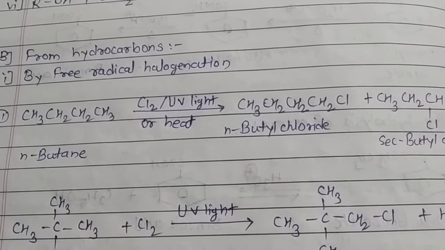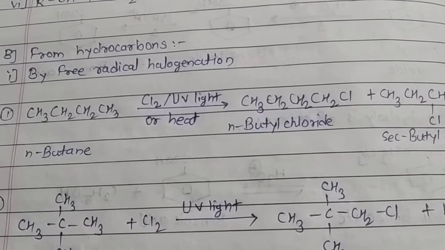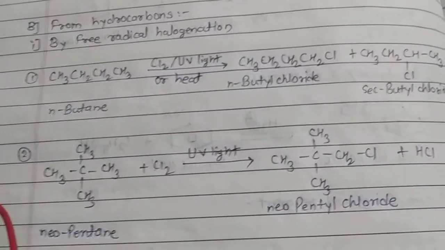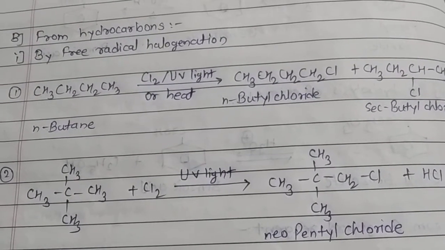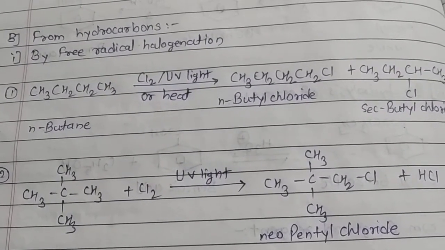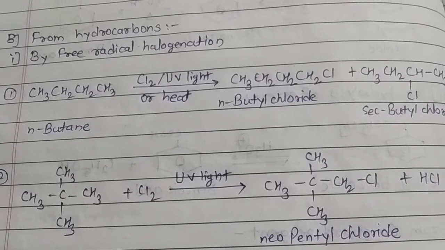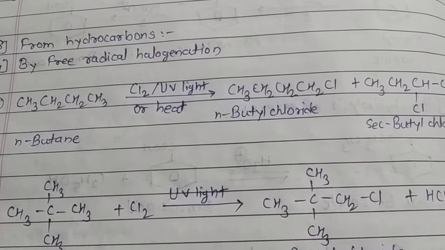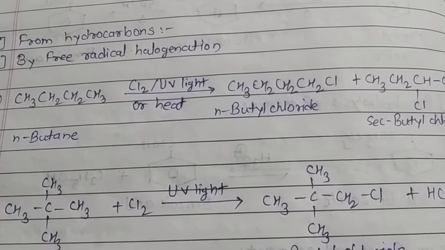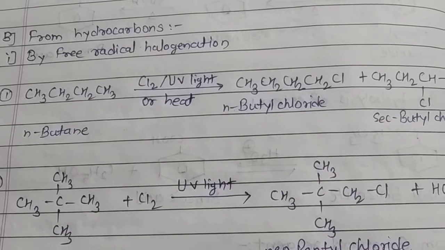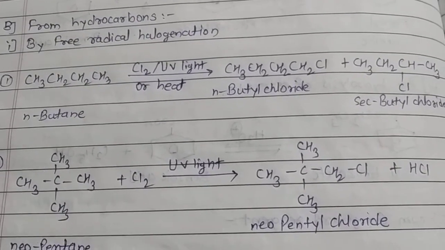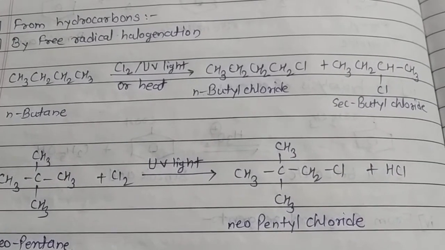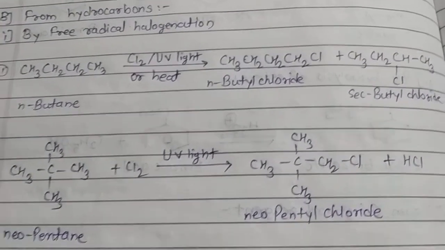Hydrocarbons contain carbon and hydrogen. In that, first is free radical halogenation. In that, 3 steps occur: initiation, propagation, termination, and a byproduct is formed. One of the hydrogens is cleaved in the presence of UV light or heat, and in that place chlorine is substituted. First reaction: n-butane in the presence of chlorine, UV light or heat, gives a mixture of products, that is n-butyl chloride plus sec-butyl chloride.